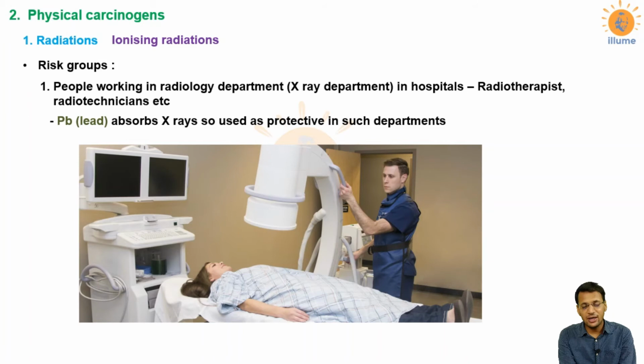So the people working in the radiology departments always wear aprons which are called lead aprons that contain a thick sheet of lead, and this thick sheet of lead won't allow X-rays to pass through these aprons to the body of the operator. So that's how we can protect them from cancers.